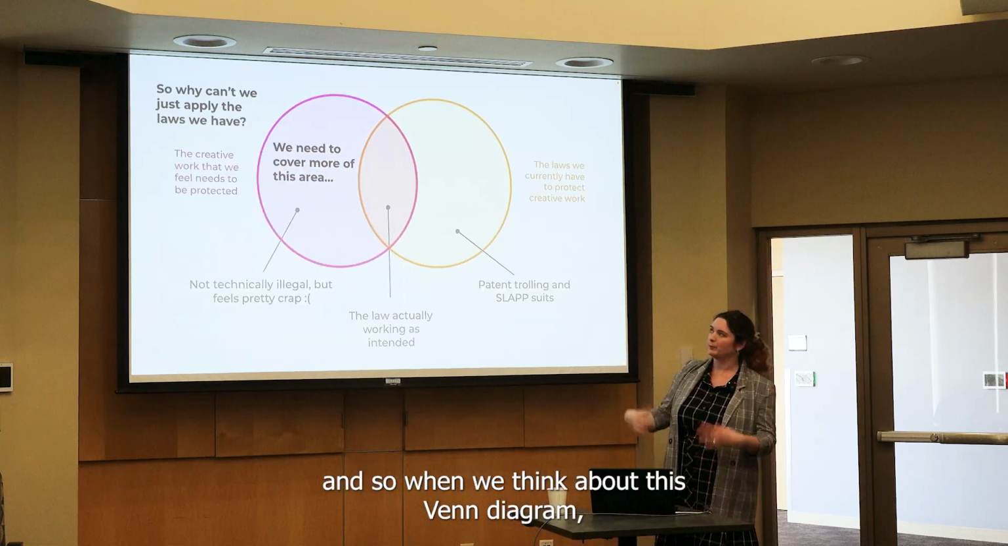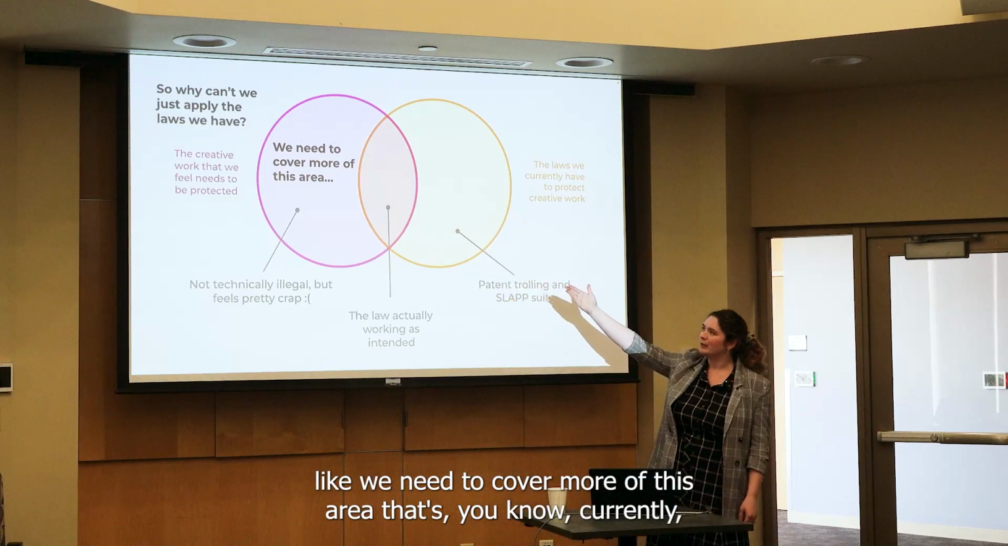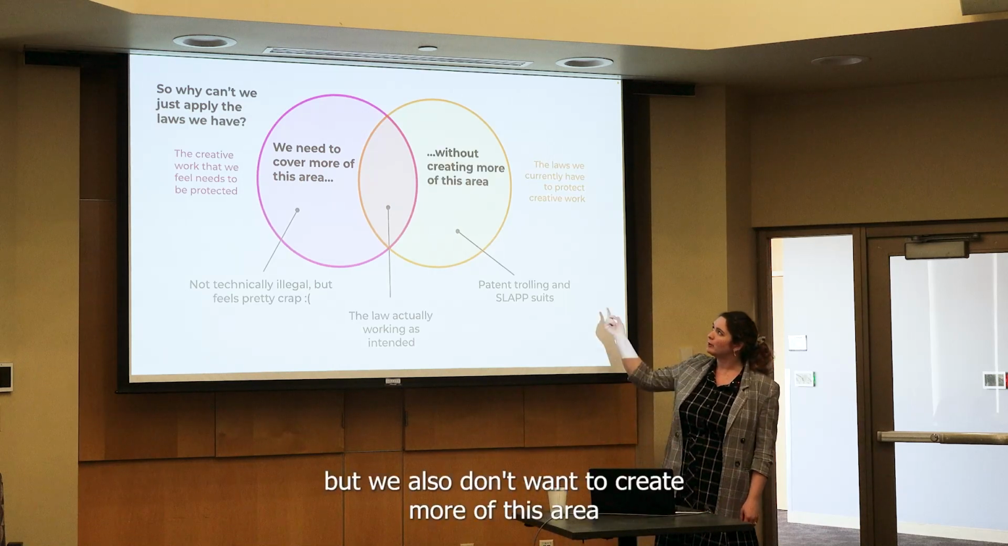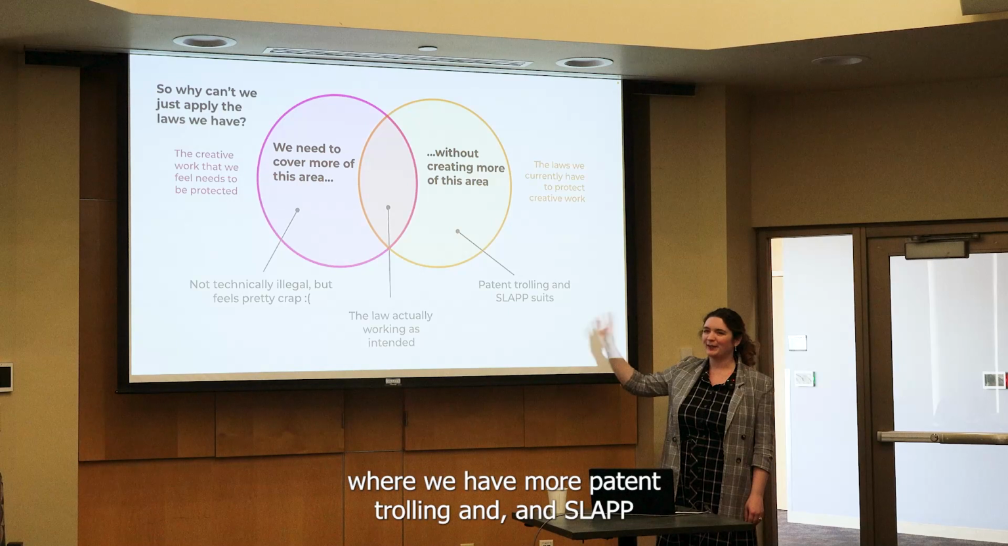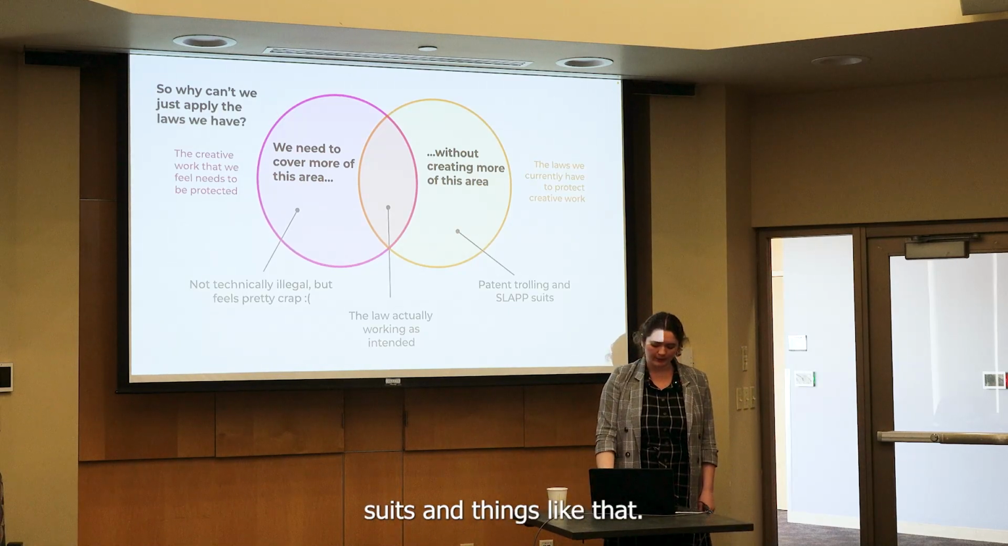And so when we think about this Venn diagram, we need to cover more of this area that's currently not protecting creative work that we feel might need to be protected. But we also don't want to create more of this area where we have more patent trolling and SLAPP suits and things like that.